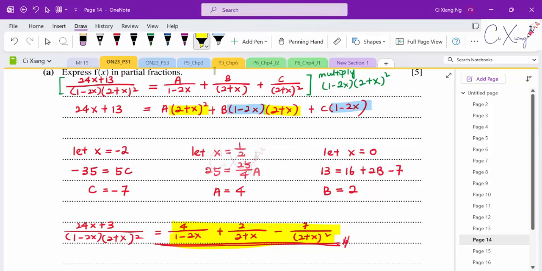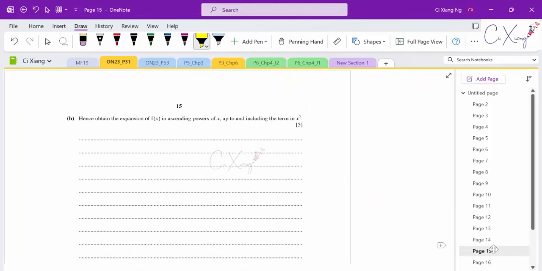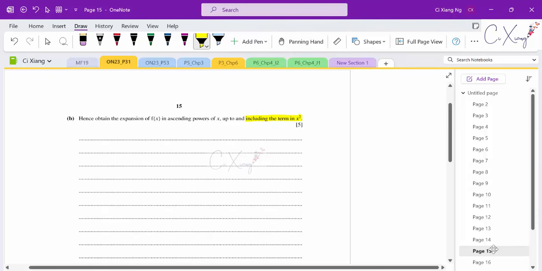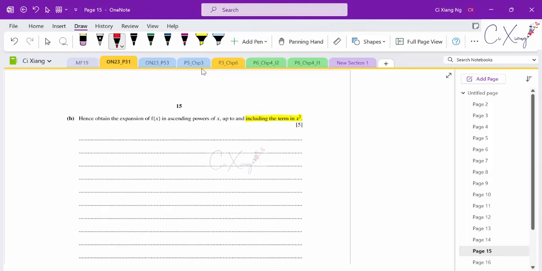Okay, so let's continue further to part number b. So for part number b, they are asking us to obtain the expansion of f(x) in ascending power of x up to and including the term in x squared. Okay, so to make it become the ascending power of x, basically this is binomial expansion. And for the binomial expansion, right, I need the original answer first. So what's my original answer here?